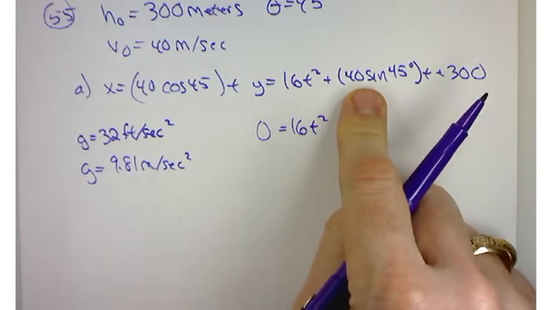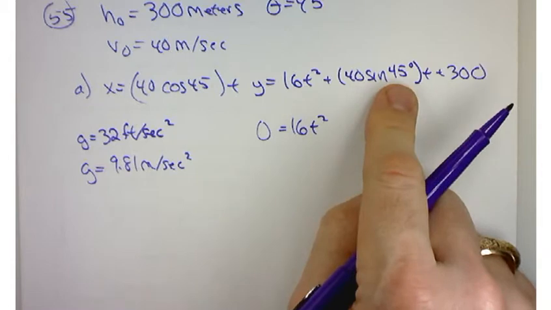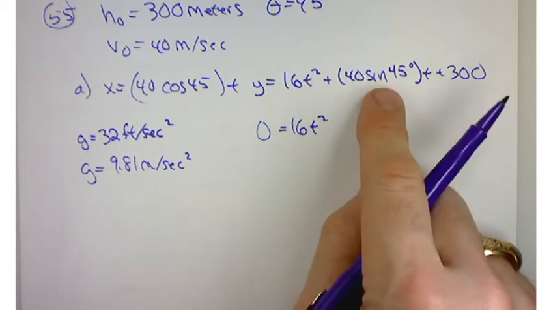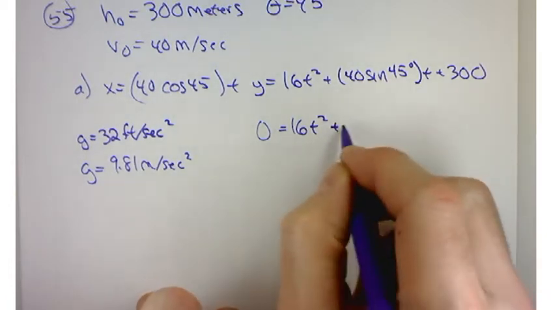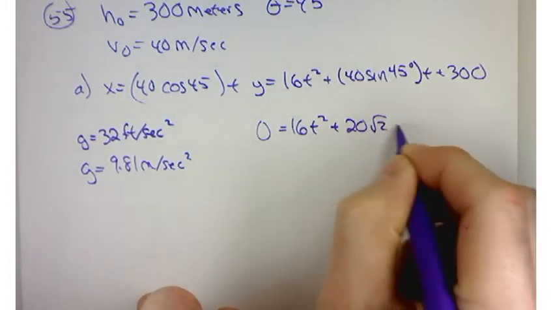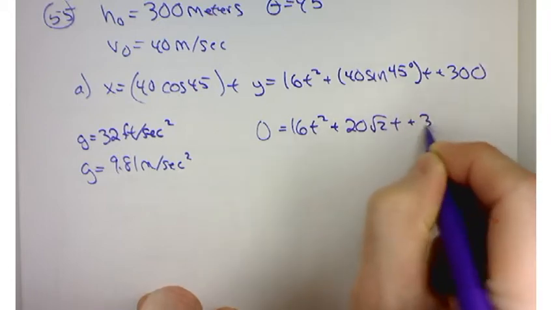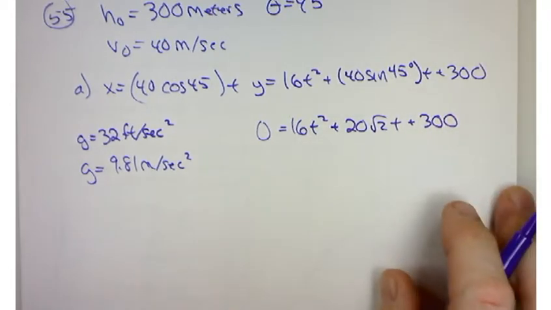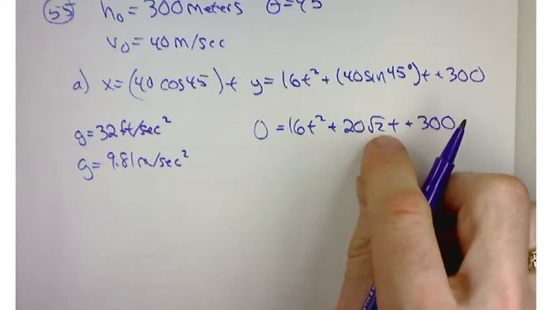And now it's time to figure out what this would be. Does anyone remember what the square root of 2 over 2 is? 40 times the square root of 2 over 2, that's going to be plus 20 square roots of 2 times t plus 300, and I'll wait while somebody factors that for me.